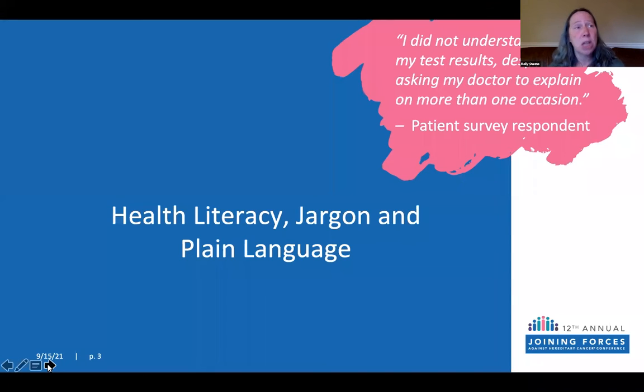So first of all, let's talk about health literacy and jargon and plain language. And as you can see from the quote in the upper corner, we've heard from a number of people, including this patient survey respondent, who have said things like, I don't understand any of my test results, despite asking my doctor to explain on more than one occasion. So this mismatch in information and communication is not uncommon at all.